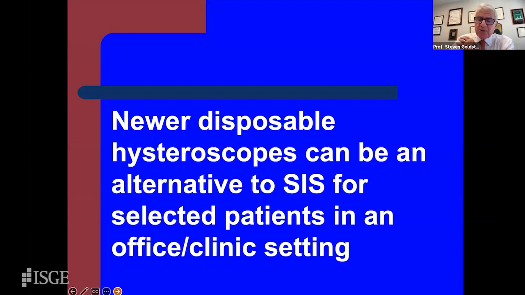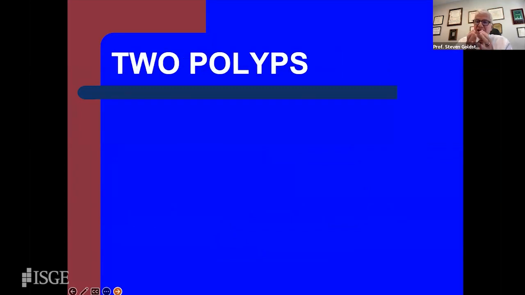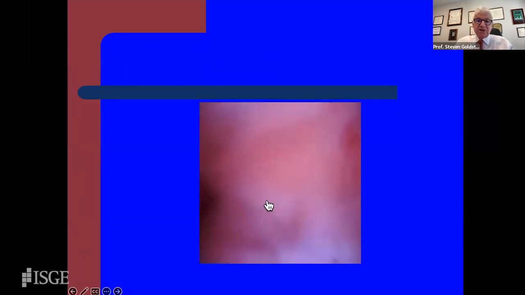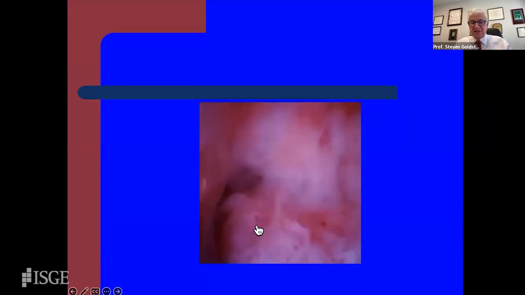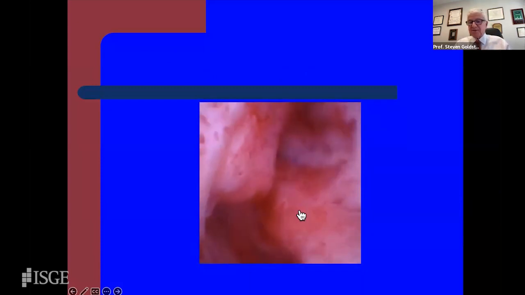But these newer disposable hysteroscopes can certainly be an alternative to saline infusion sonohysterography for selected patients in an office or clinic setting. So I'll show you a few cases with the disposable hysteroscope. And I do this diagnostically because if there is a structural abnormality, I then bring them to the operating theater, give them anesthesia, and do operative hysteroscopy. I am just doing this hysteroscopy from a diagnostic point of view. So here I put my scope in, and very quickly you're going to see 2 relatively sessile polyps.